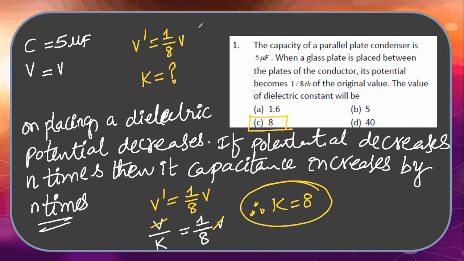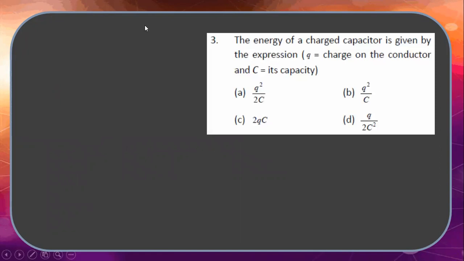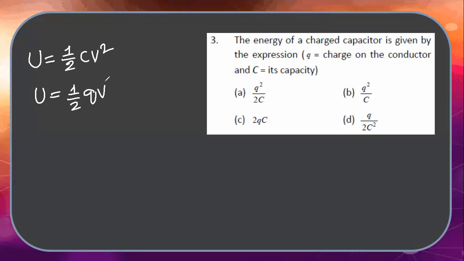Next problem. The energy of a charged capacitor is given by the expression. Energy stored in the capacitor U is equal to half CV square. U is equal to half QV. Or U is equal to half Q square divided by C.